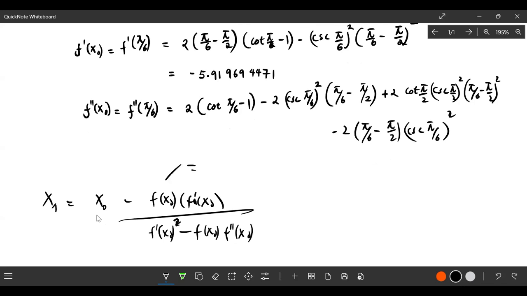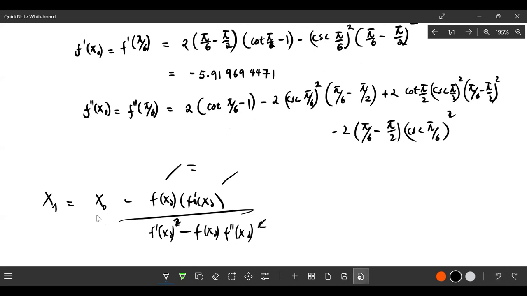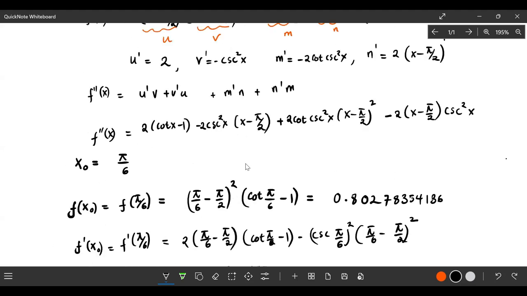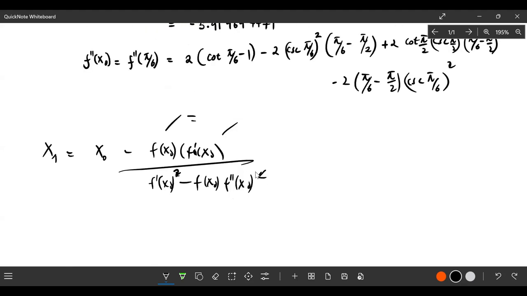You have found f prime of x naught already. What is the meaning of the second derivative of x naught? This is the value that you need to punch here and find its value. Very, very tedious, right? So let's come back. We can just confirm which values we need to have as we are doing the practice. Okay, so the time is up. Let's just join for 10 minutes. We do it quickly.